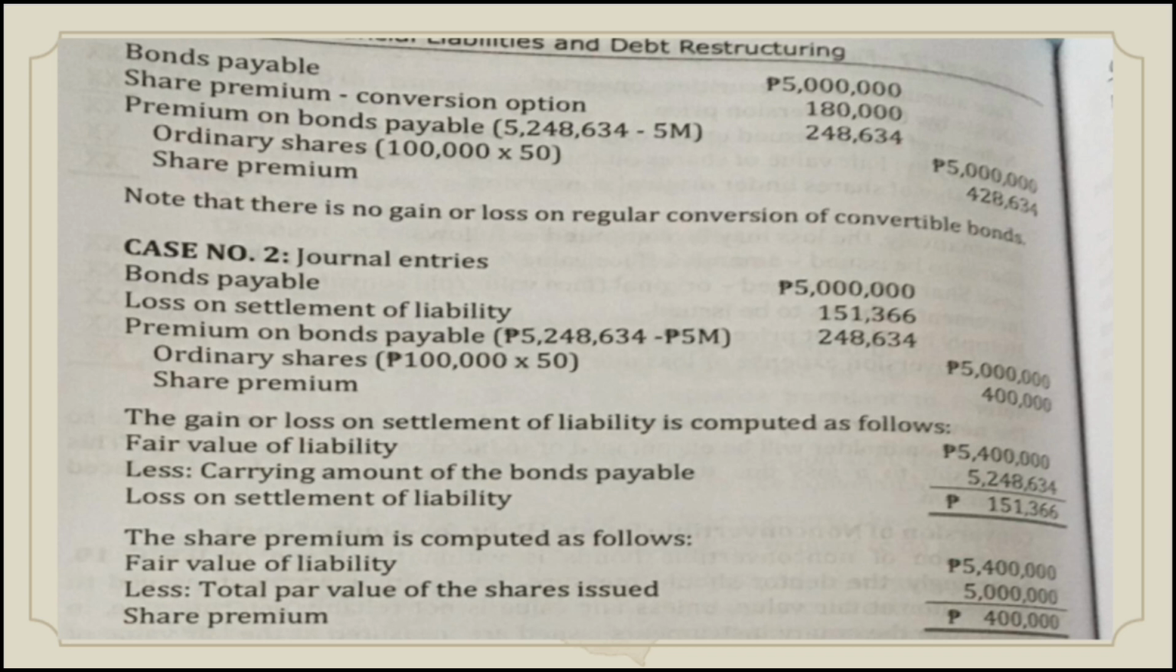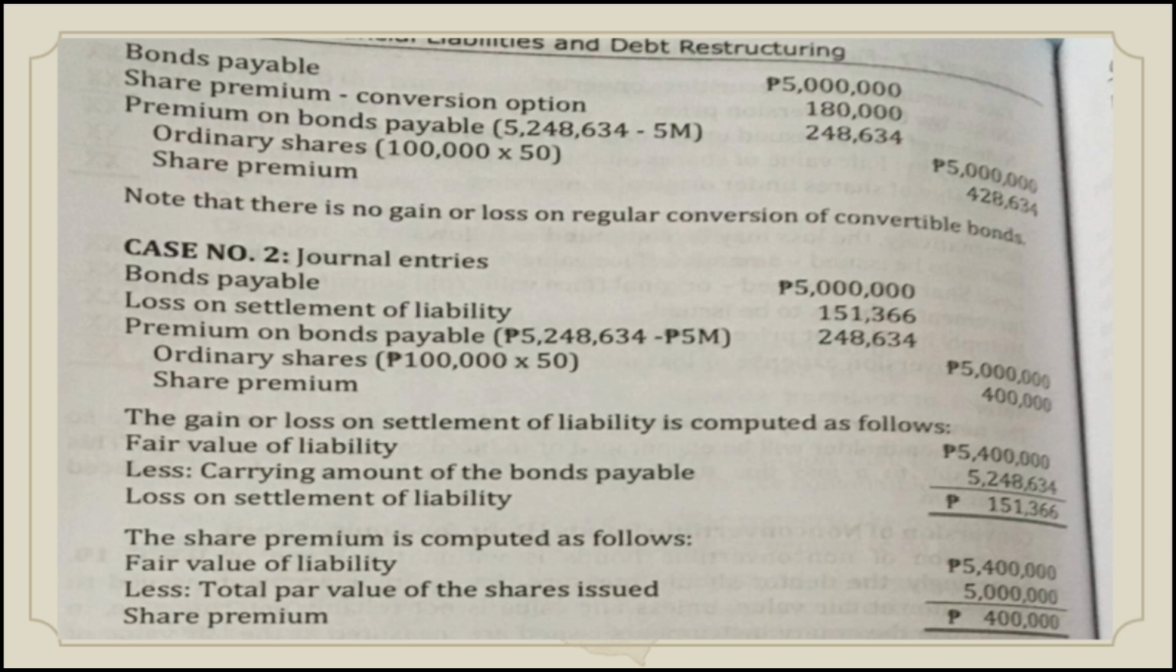So, as you can see here, the carrying amount of 5,248,634 plus the conversion option of 180,000 is greater than the ordinary shares of 5 million. So, there is an increase in share premium of 428,634. So, there is no gain here, nor any loss on regular conversion of convertible bonds.